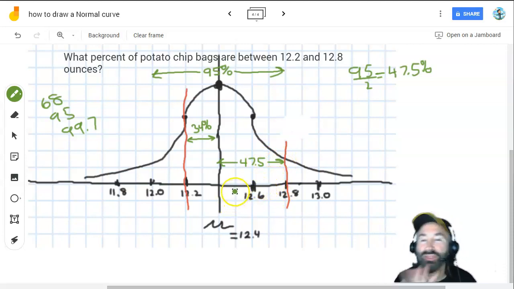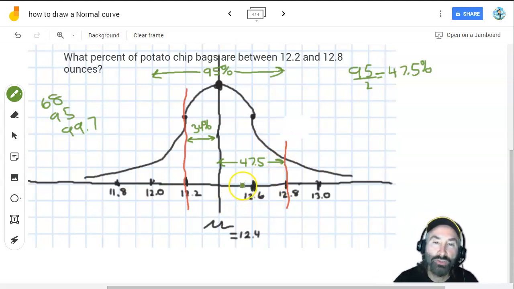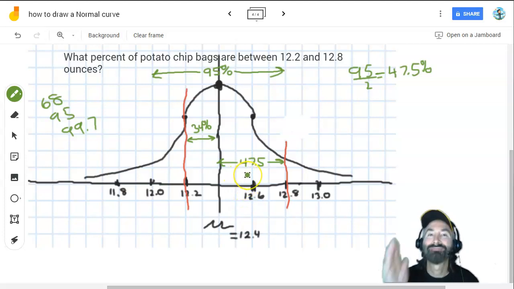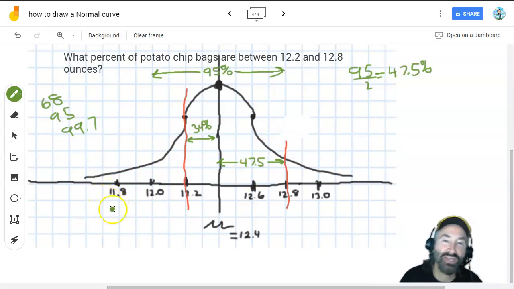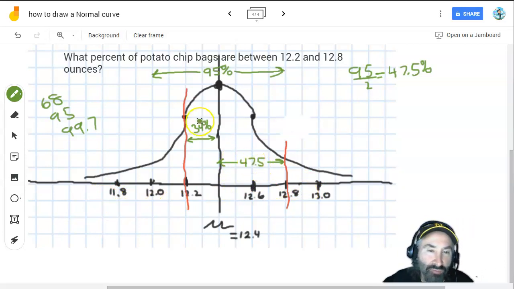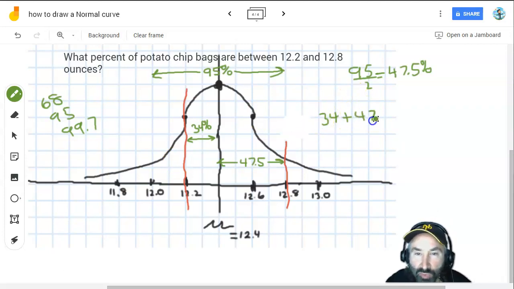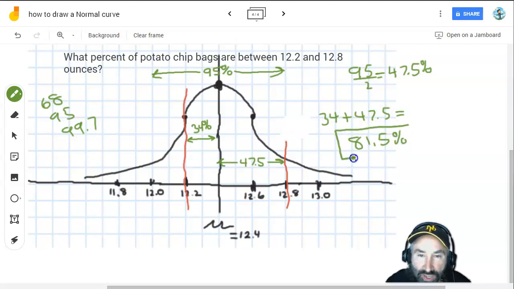Now again, all of these examples I've been giving you today are only useful if we have exact increments of 1 standard deviation or 2 or 3. We'll learn some ways to do this when we have fractions of a standard deviation. So anyways, then we just go ahead and add 47.5 plus 34, and the answer will be whatever that is. I believe that if we add 34 plus 47.5, we get 81.5%. And since that is our answer, I will go ahead and box it.